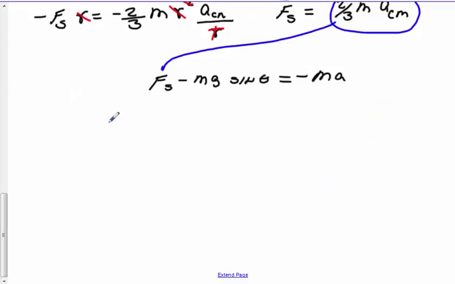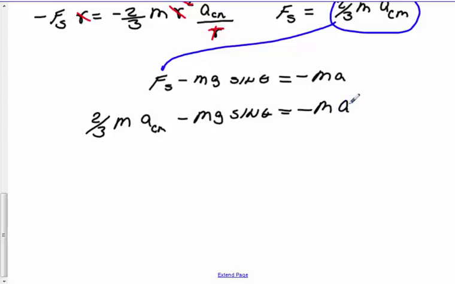When I do that, I'm going to get 2/3 mass times acceleration of center of mass minus mg times the sine of theta over to negative mass acceleration. Now this acceleration is also going to be the acceleration of center of mass. I will move this over to the other side and get our A's together.